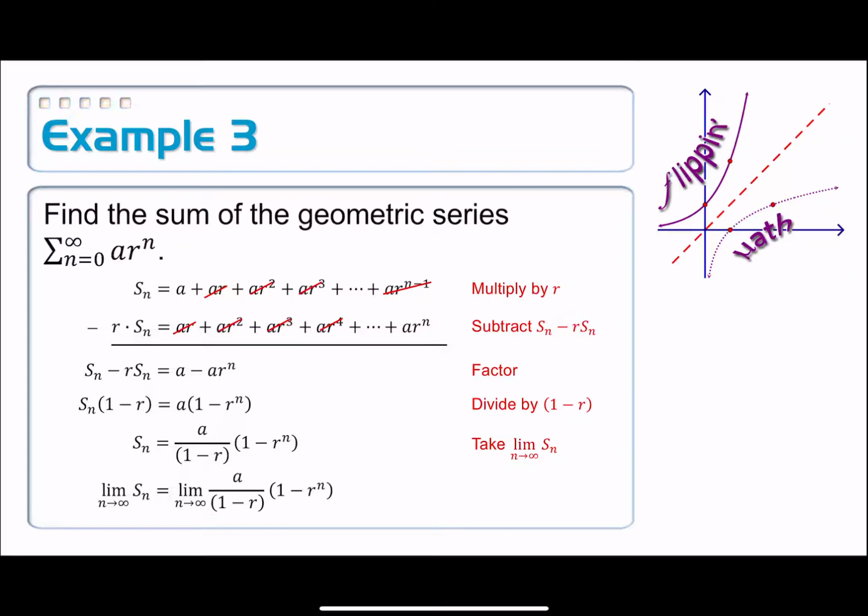The first thing to notice is that a divided by 1 minus r doesn't involve an n. That means the limit doesn't affect this. I'm going to take that term and bring it outside of the limit. I'm just going to be left with the quantity 1 minus r to the n that I've got to take the limit of. Okay, so I want you to think about this r that's over here.